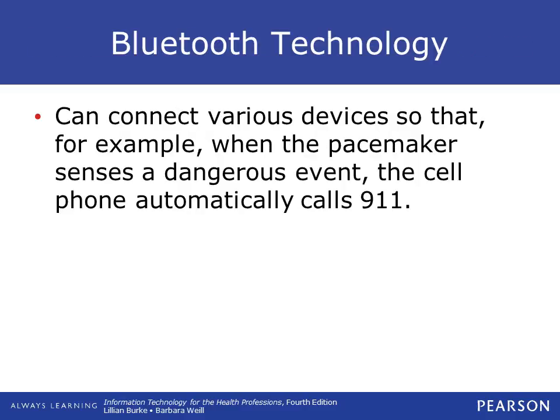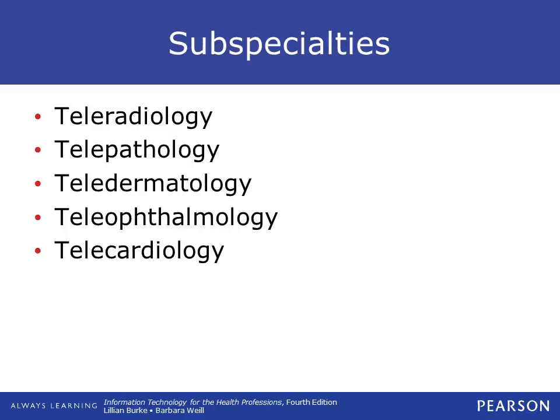How is it used? Used by way of Bluetooth technology. So for an example, a pacemaker senses a dangerous event. The cell phone automatically calls 911. That's just an example of how diverse the technology is, where you can have your pacemaker hooked up so that when it goes off, it automatically sends a signal to your cell, and your cell automatically calls 911, to let them know, in the event you're unable to speak, what's going on.